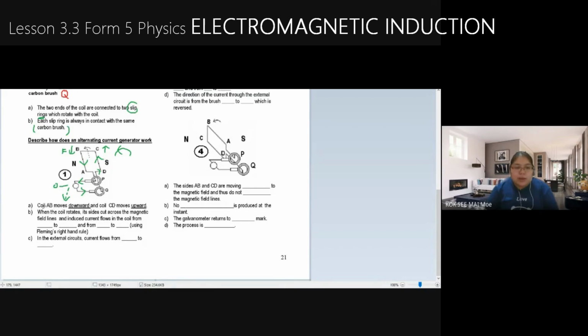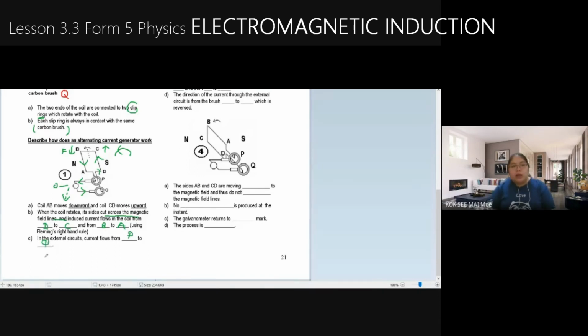Okay, now I need to answer. Coin AB moves downwards. Coin CD moves upwards. When the coin rotates, the sides cut across the magnetic field. Then the induced current flows in the coil from D to C, then B to A. How do I know? Using Fleming's right hand rule. In the external circuit, the current flows from the P ring to the Q ring.